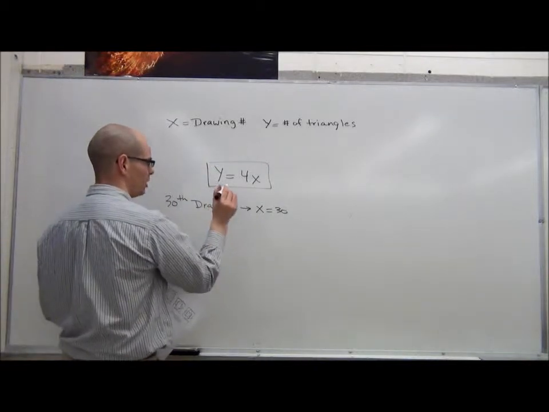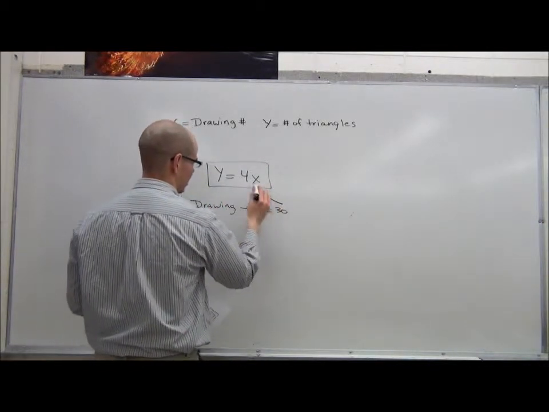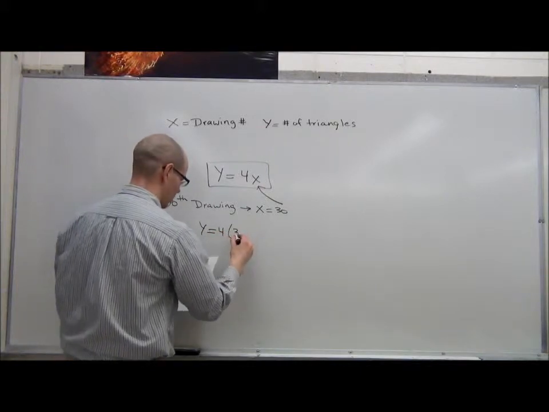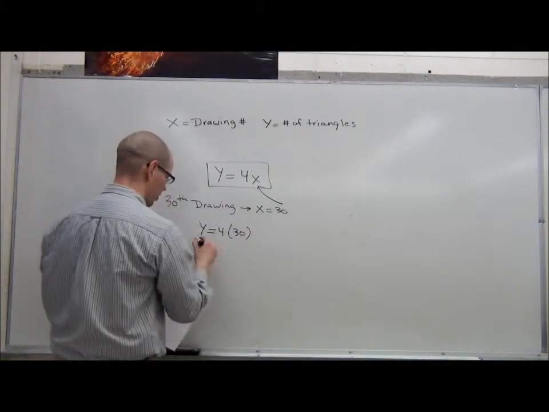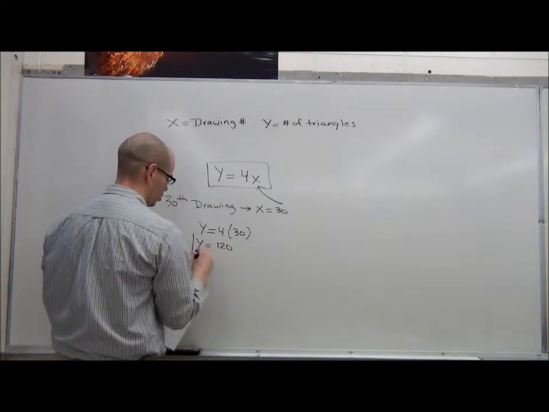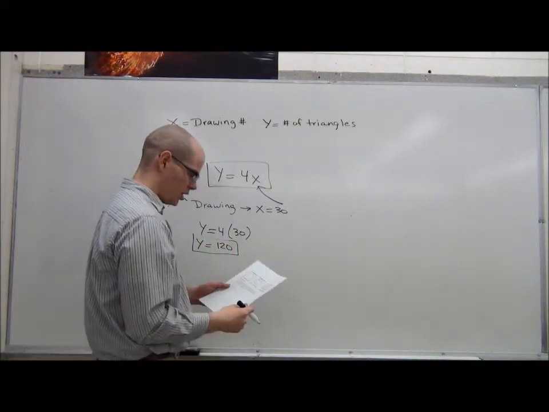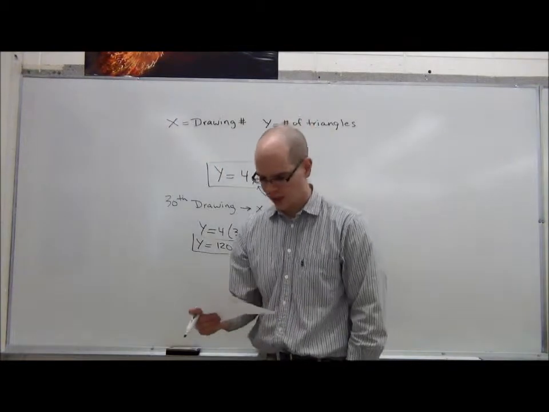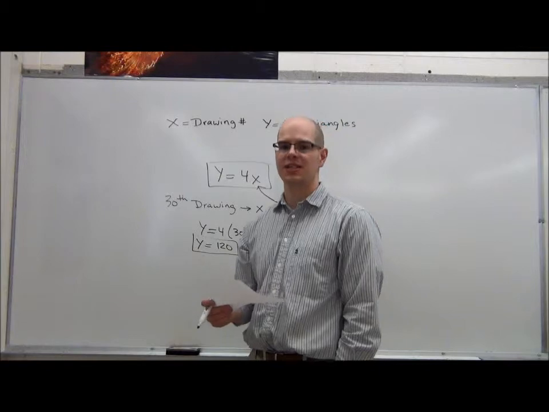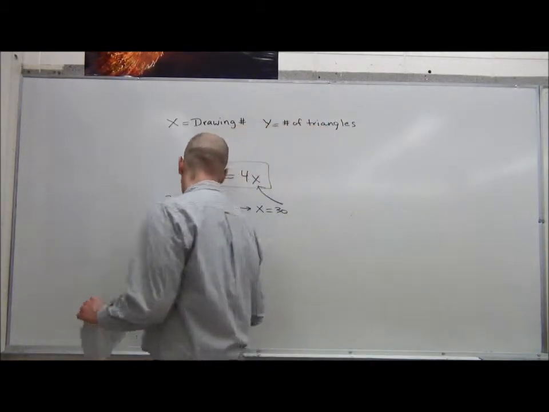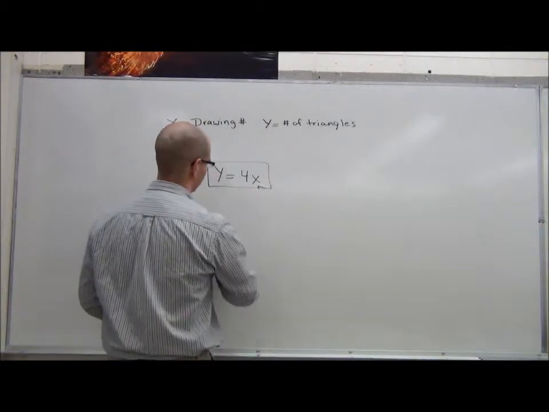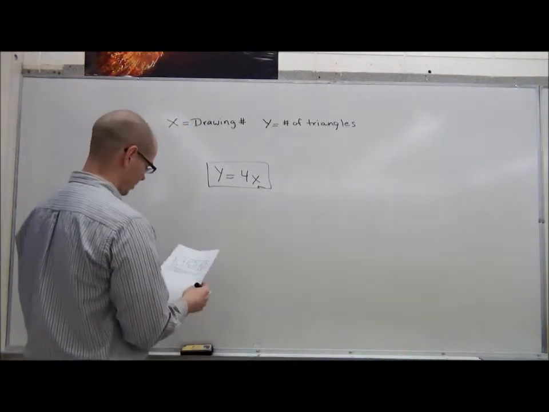Okay? So I'm going to plug 30 in to x. So I'm going to get y equals 4 times 30. And what do I get? Well, 4 times 30 is 120. So there should be 120 triangles on the 30th drawing. Okay? So now I've got A, B, and C. The last one, which drawing would have 68 triangles? So again, I'm going to erase what I have here and start again. It's a new problem.